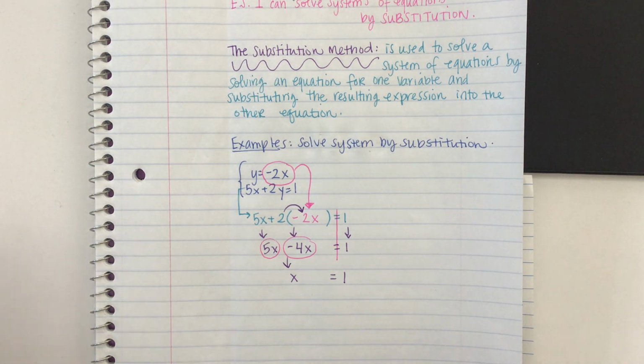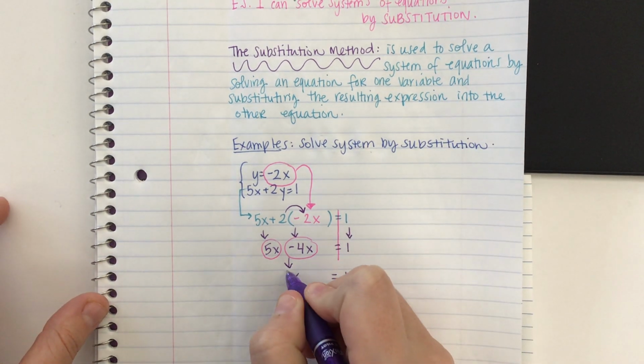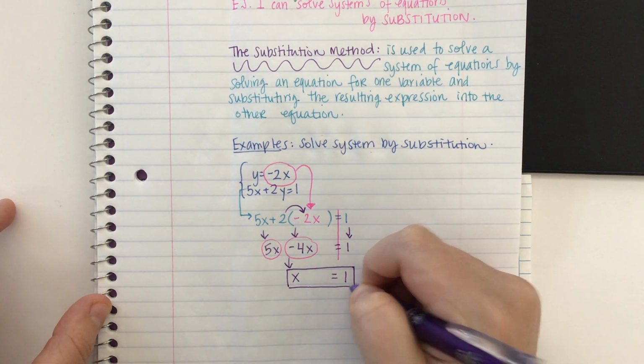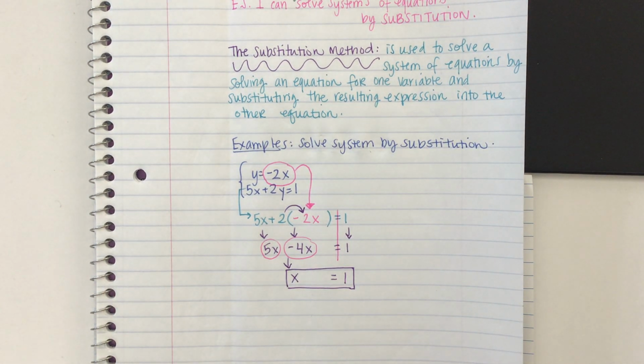Well, that was pretty interesting how that worked out. So I know that x equals 1. And you're like, woohoo, I'm done. Well, no. Remember, our answer is an ordered pair, x comma y. So we're only halfway done, but we've done most of the work already, okay? But we only have half of our answer.